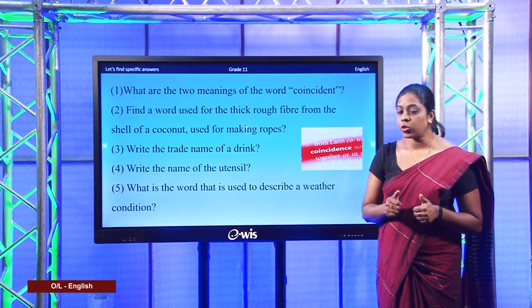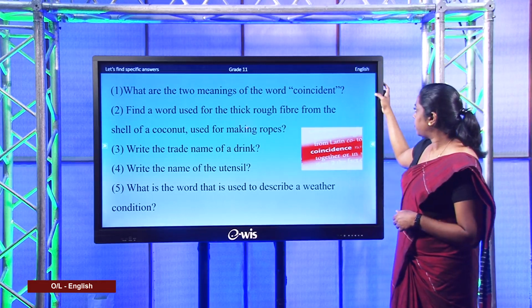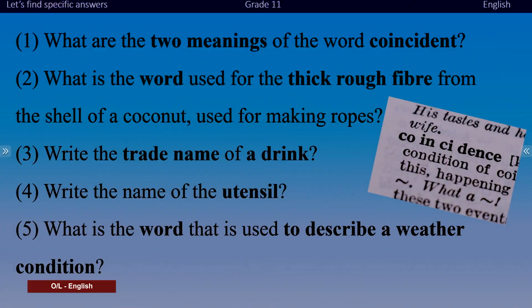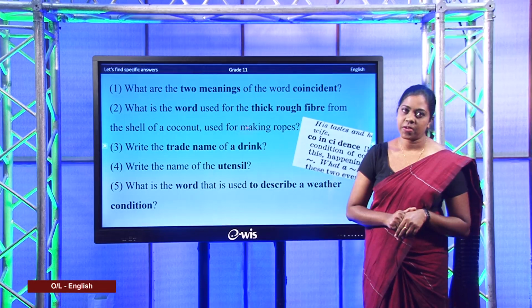Right. So let me show you the questions once again. But please focus on the highlighted words. What are the two meanings of the word coincident? Second one, write a word, right? And then third one, a trade name. Fourth one, you have to look for a name of a utensil. And then the last one, a word once again that describes a weather condition. Right?